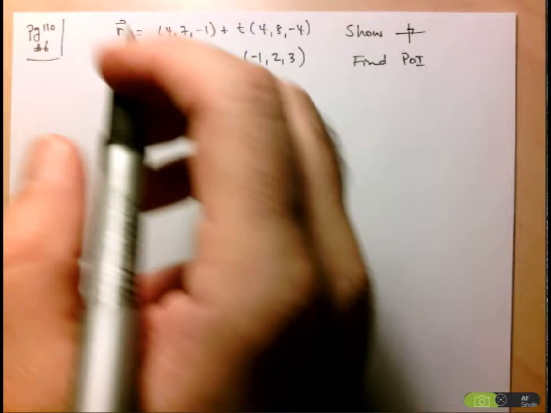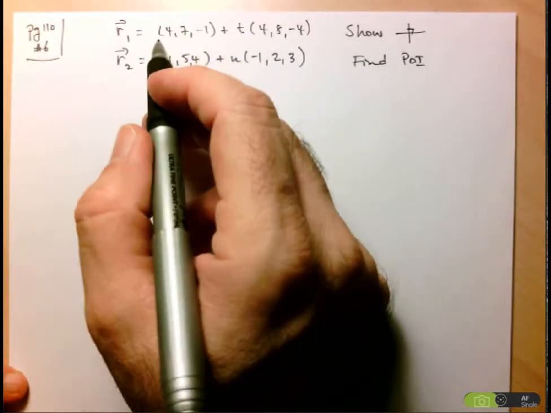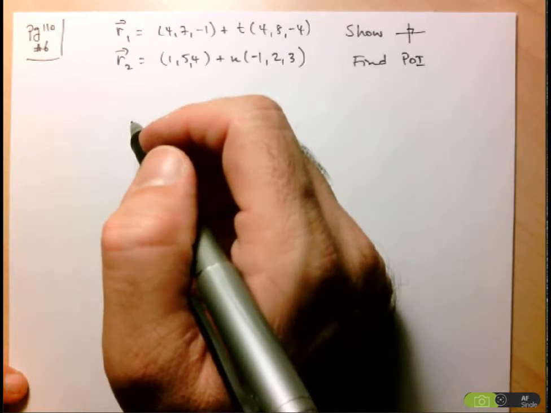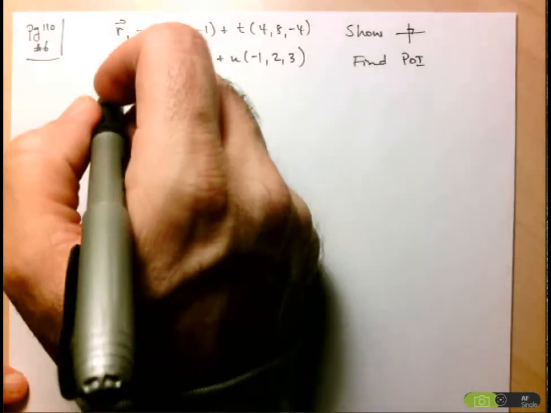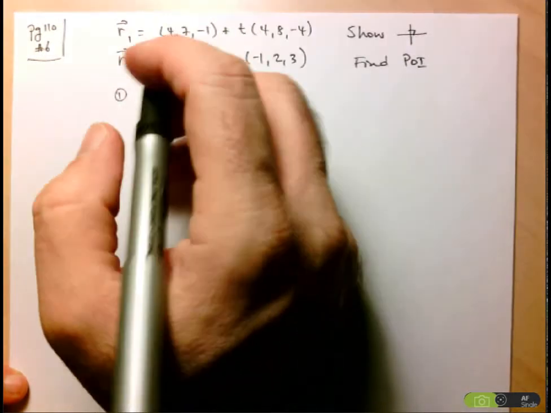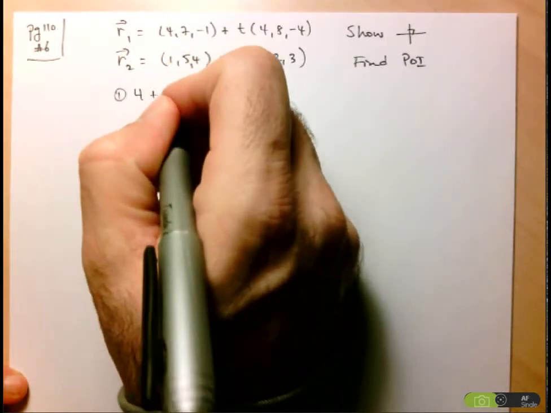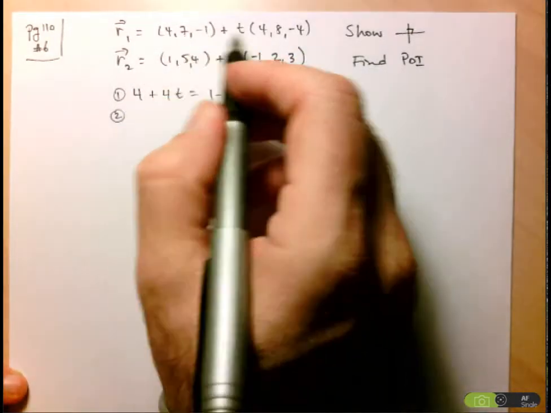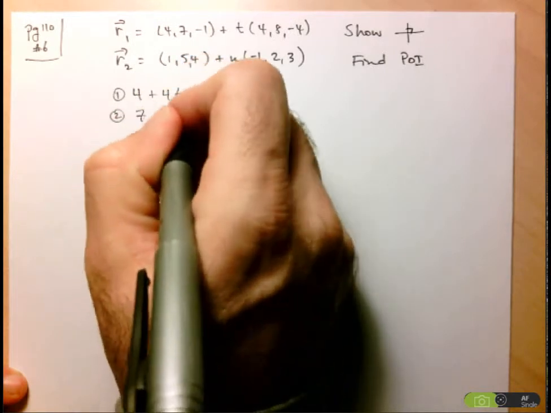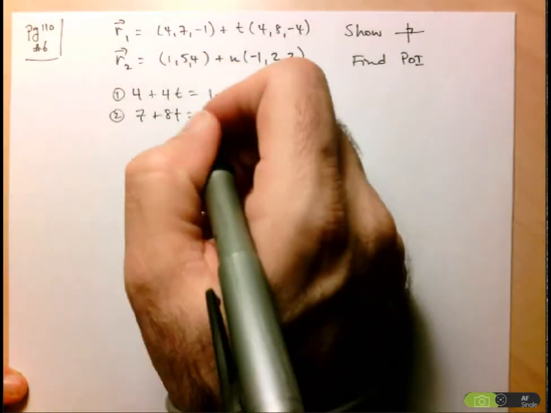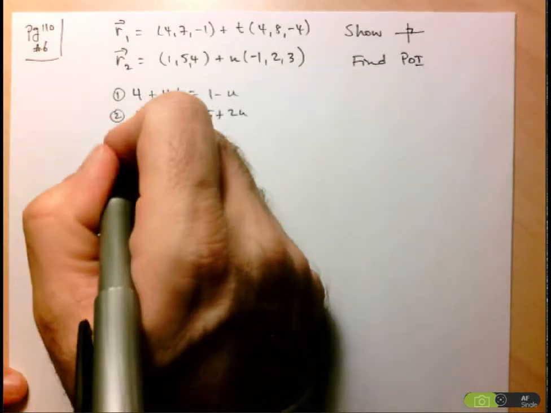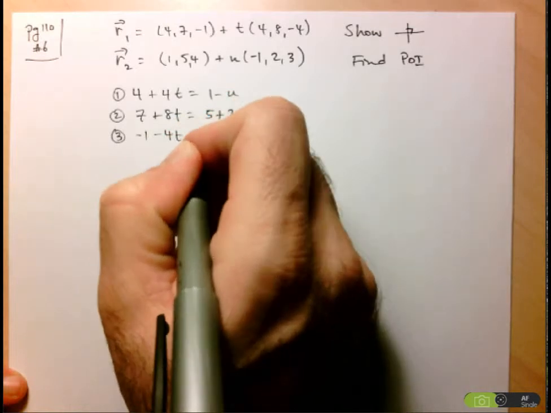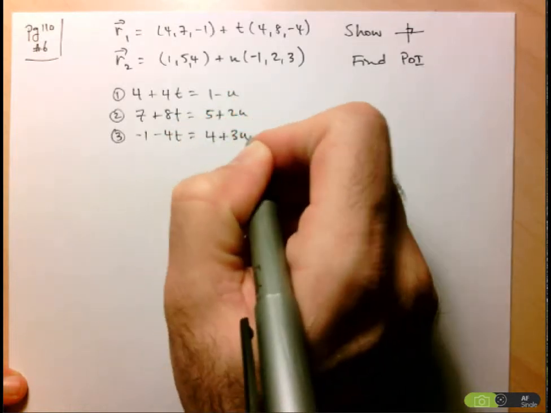So that's the first thing I'm going to do here. We find the point of intersection by equating the x, y, and z components in each line. So let's start. Equation 1 will be 4 plus 4t, and that has to be equal to 1 minus u. Equation 2, we have 7 plus 8t is equal to 5 plus 2u. And then equation 3, we've got negative 1 minus 4t is equal to 4 plus 3u.